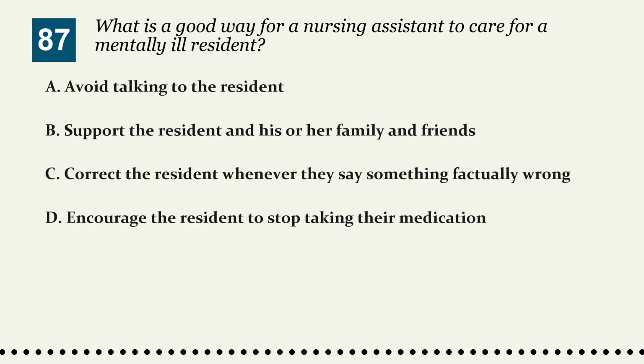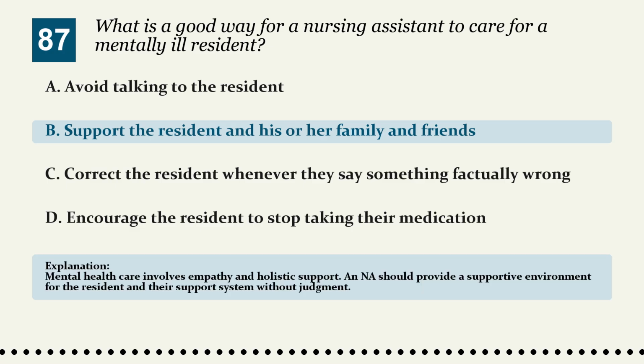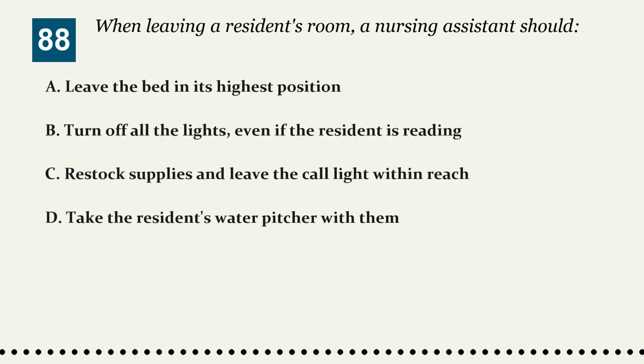Question 87. What is a good way for a nursing assistant to care for a mentally ill resident? Option A, avoid talking to the resident. Option B, support the resident and his or her family and friends. Option C, correct the resident whenever they say something factually wrong. Option D, encourage the resident to stop taking their medication. The correct answer is option B, support the resident and his or her family and friends. Mental health care involves empathy and holistic support, and NAs should provide a supportive environment for the resident and their support system without judgment.